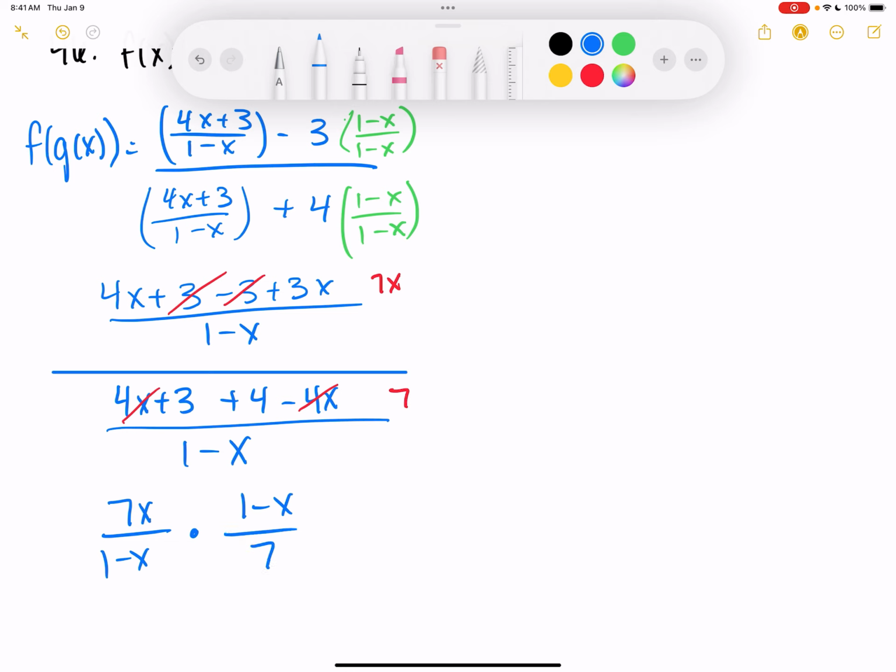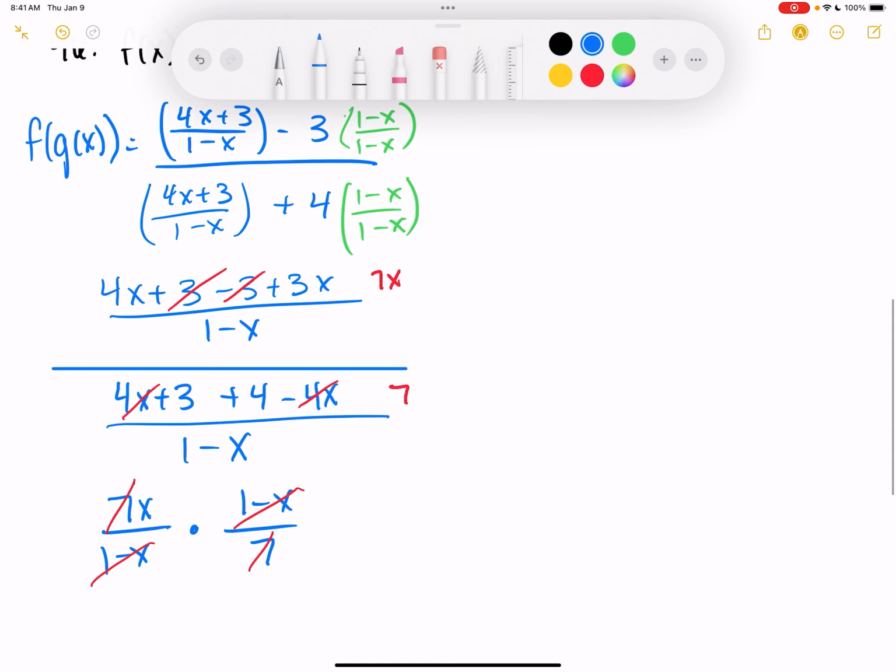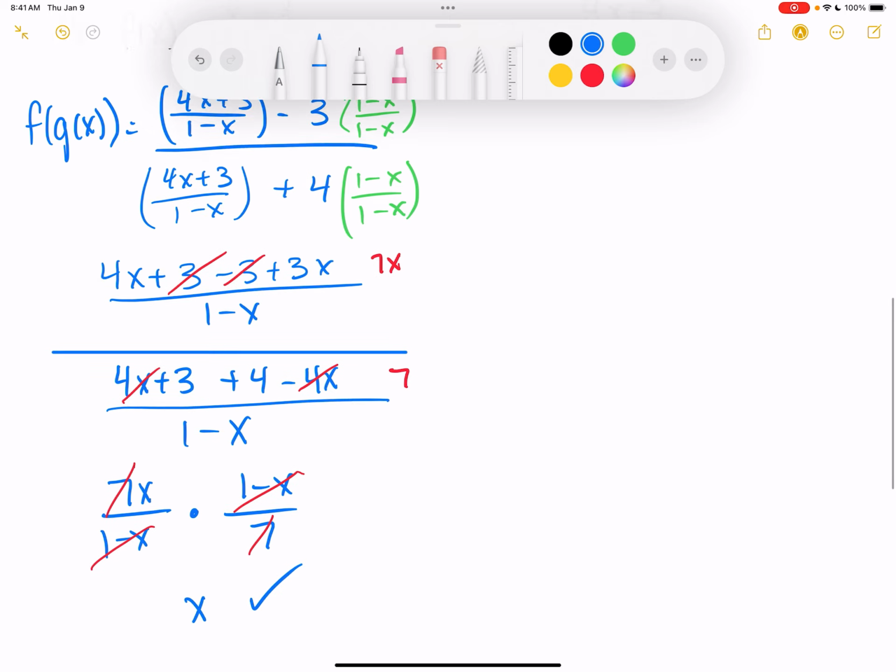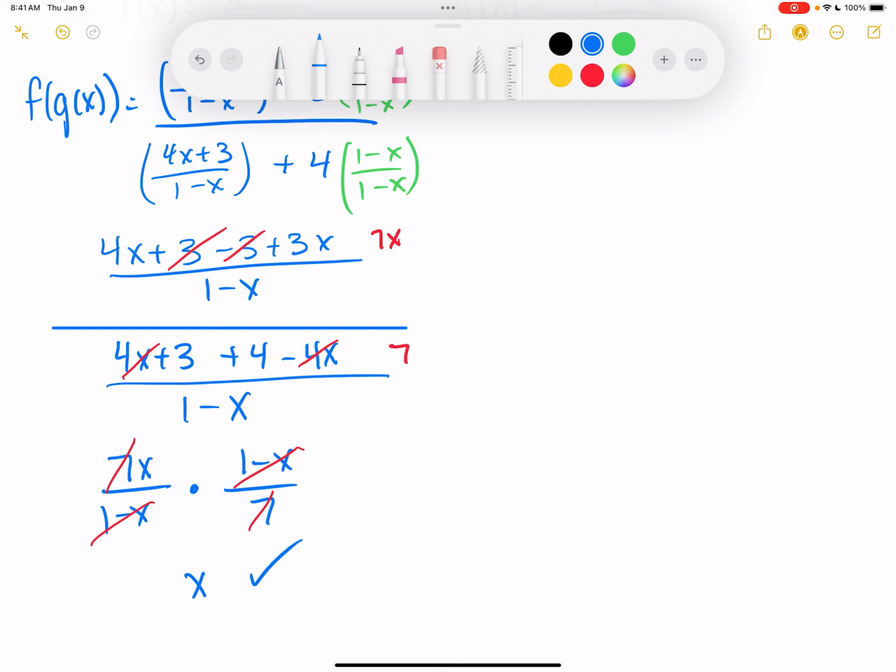So see, that's the nice part. I would have had to rewrite it if I didn't do this stuff out to the side, or I know you can do some of this in your head, but if it was a little crazier, you might not be able to. So now, since I'm multiplying, I can cancel top and bottom. The 7s also cancel, so I'm left with an x. So these are inverses, but that's only one direction.